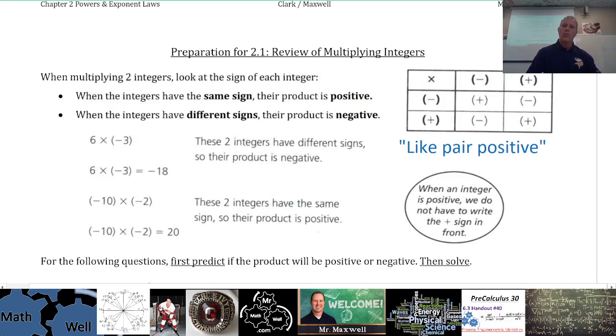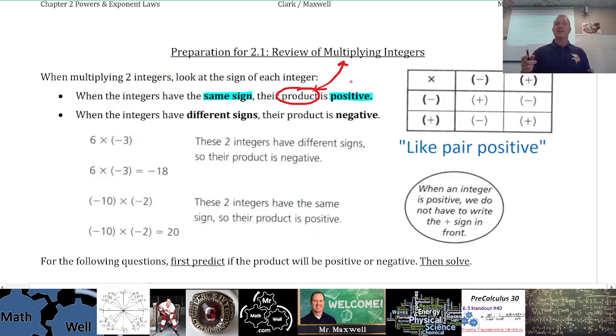So, how do we remember what the signs are, either positive or negative, when we multiply? Well, when integers have the same sign, their product is positive. Okay? So when they have the same sign, the product is positive. Now, product is the result when we multiply. Okay? So those are the same. The product is the result when you multiply.